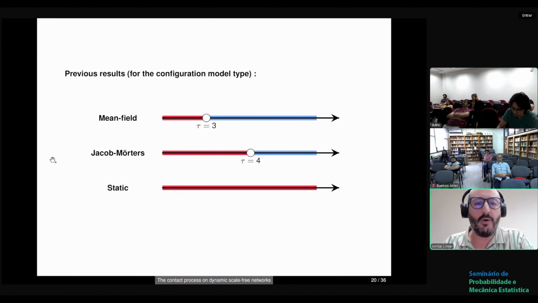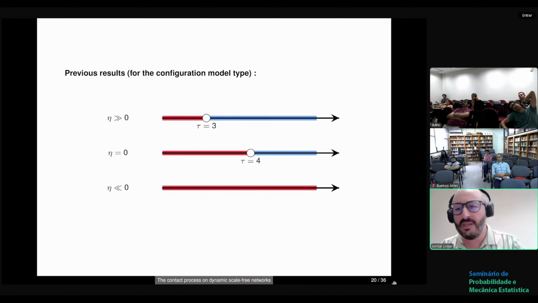Okay, now that we have discussed the local survival, we can look back at the previous results for the configuration model type, in which the result by Jacob and Mörters said that this critical parameter equals 0 before tau equals 4, and in the mean field version it was for tau smaller than 3. Now, in terms of our parameters, we expect to see mean field behavior when eta is very, very large, so stars are updating like crazy. As I was saying before, when you take eta equal to 0, you recover the Jacob and Mörters result.